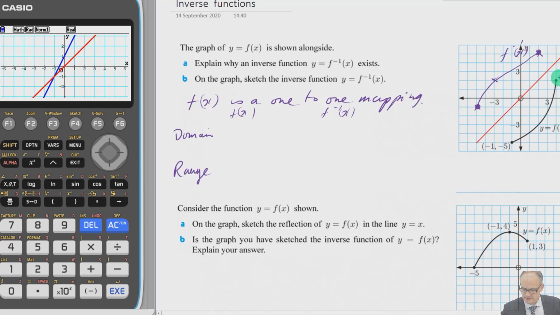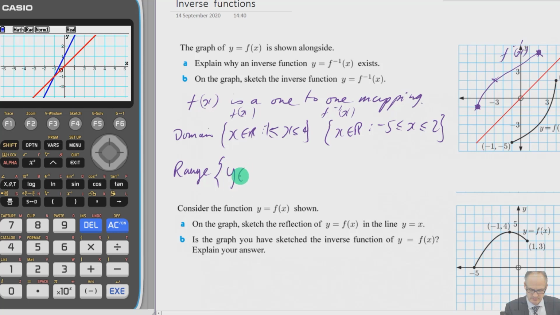So for f of x, our domain was between -1 and 4. So x is a member of the reals such that -1 is less than or equal to x is less than or equal to 4. Now our domain for the inverse is from -5 all the way up to 2. So the domain for this one is x is a member of the reals such that -5 is less than or equal to x is less than or equal to 2. Now you should be able to just write out the range straight away, knowing what we've got here.